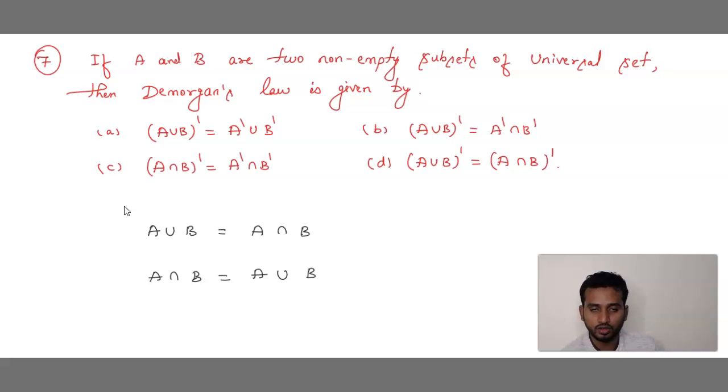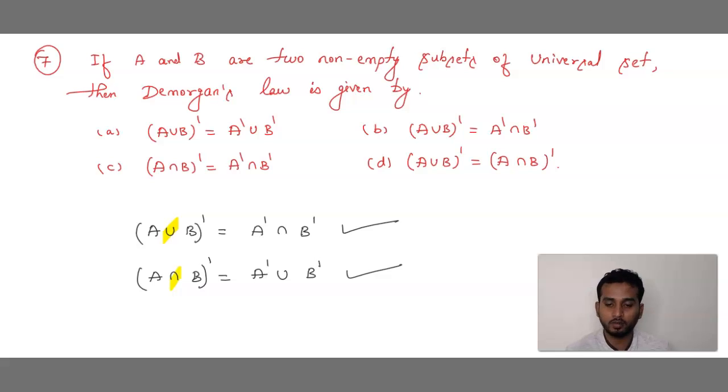If you write union first, then it is De Morgan's first law. If intersection comes first, it is De Morgan's second law. After that, the first case will be whole transpose and the second case will be individual transpose. Now out of these two, if these things are matching with any of these options, then that is the correct answer. So this is De Morgan's first law and this is De Morgan's second law.